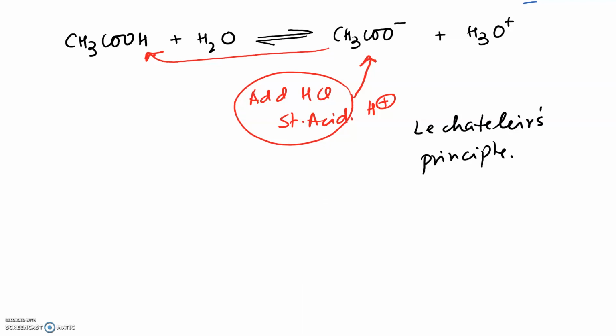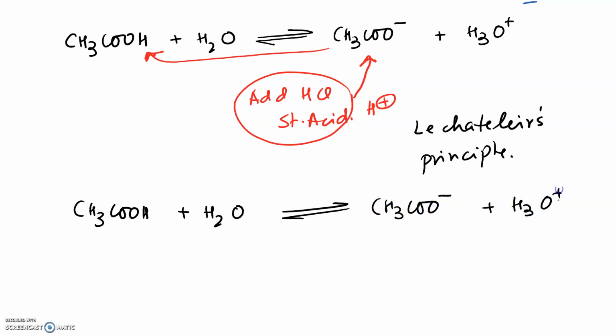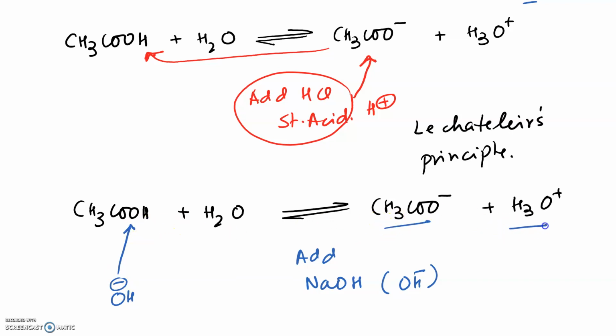Now, if you do the same thing with base, I'm going to just rewrite that equation out here so you can see what happens when you add a strong base. So you add a strong base to this, that's really the OH minus. So the OH minus, when you add it to this, there are a couple of ways to look at it, but you can think of it as reacting with this acid out here to produce this and this.